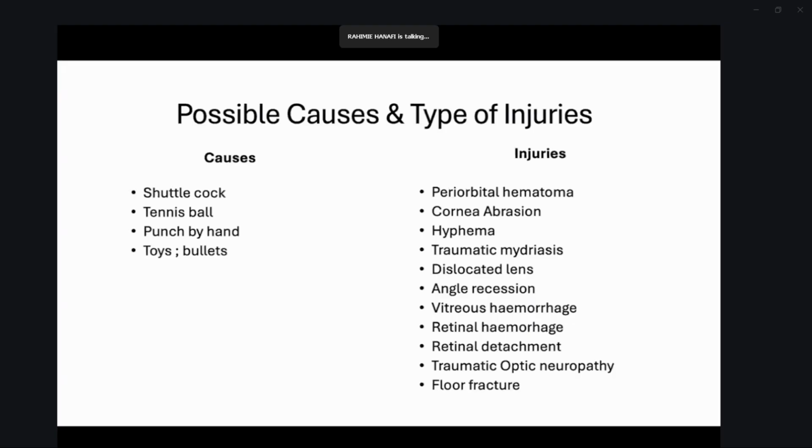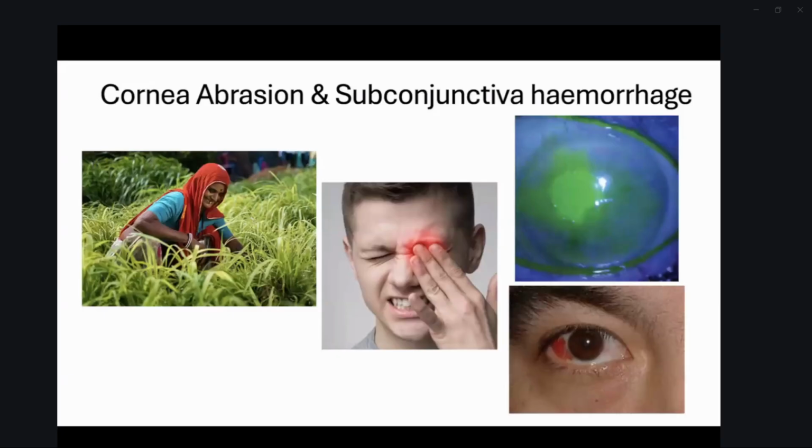In this blunt injury, they can have periorbital hematoma and corneal abrasion. They can present as hyphema, traumatic mydriasis, dislocated lens, angle recession, vitreous hemorrhage, retinal detachment, TON sometimes, and sometimes floor fracture. I guess the ones commonly seen are corneal abrasion and subconjunctival hemorrhage.